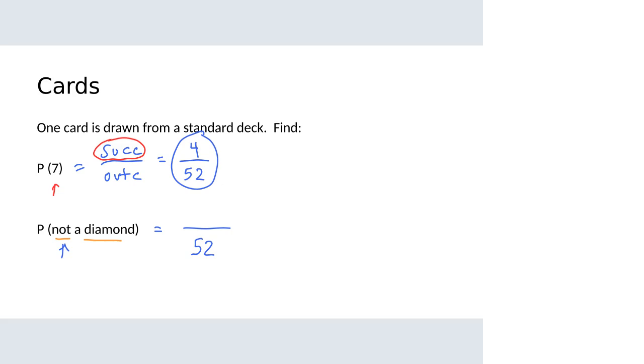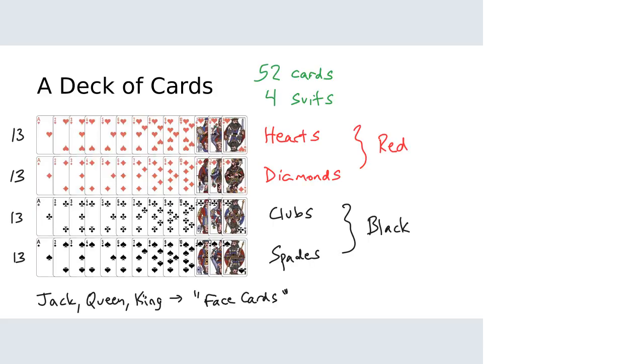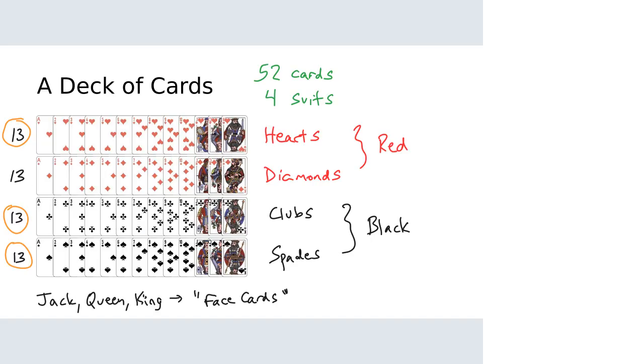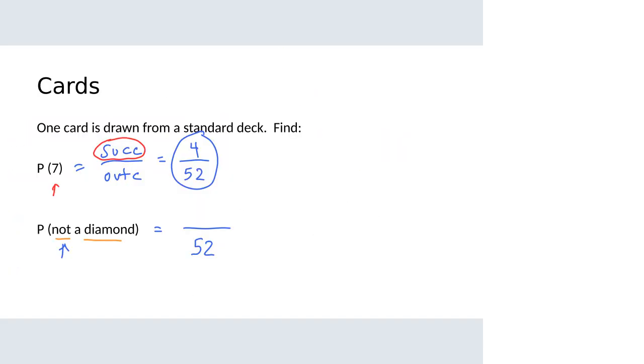Perfect, Karina. 39. And let's see, where do we come up with that number? Well, not a diamond. Well, that would be these 13 hearts, these 13 clubs, and these 13 spades. And when we add all those together, that's 39 cards that are not diamonds. So I have 39 successes out of 52 outcomes. So the probability of getting something that's not a diamond is 39 out of 52. You could reduce that, but you don't have to.